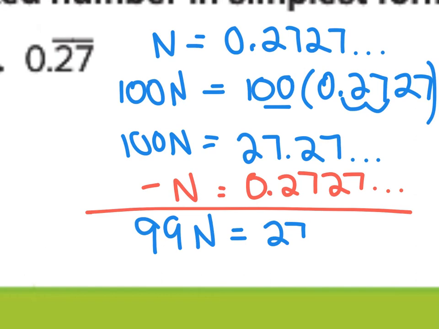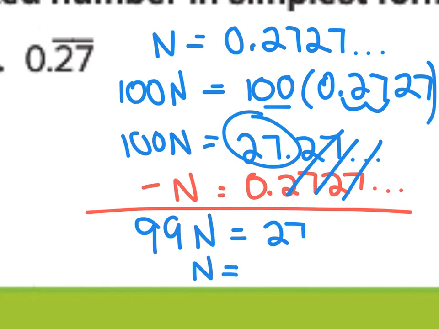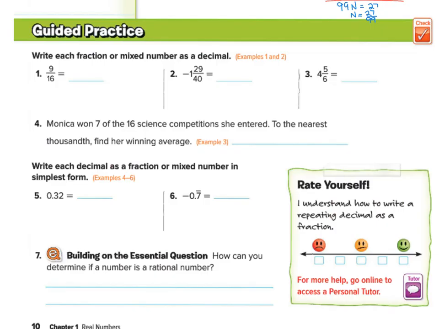Because we got rid of this right there. All right, so we're just left with the 27. And now to simplify, we isolate the variable, so we have to invert the operation, bring the 99 over. We have n equals 27 divided by 99. There you have it.